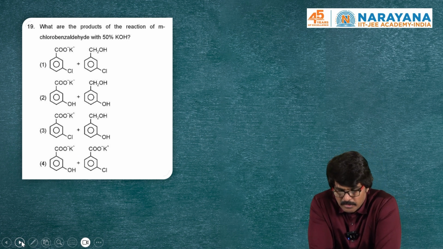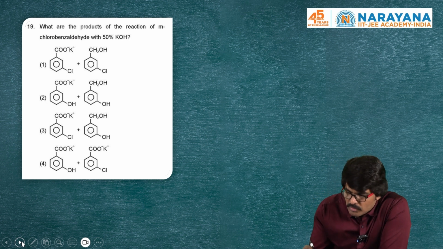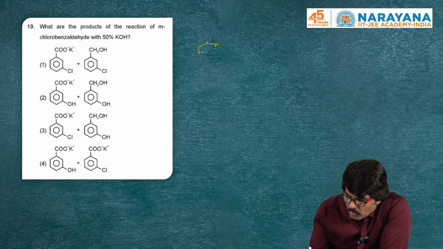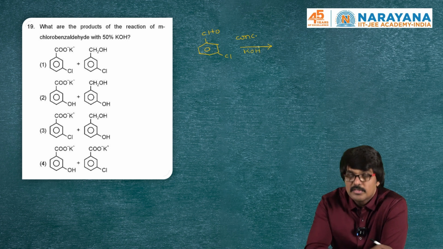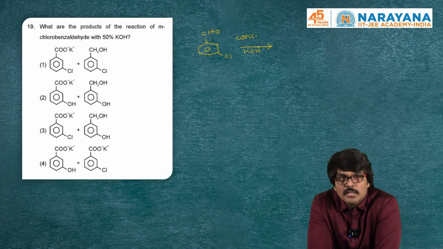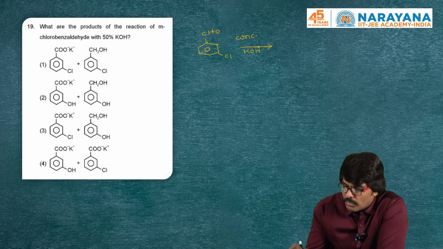Again, the question is from organic chemistry. What are the products of the reaction of metachlorobenzaldehyde? This is benzaldehyde, metachlorobenzaldehyde. This is treated with 50% KOH, that is concentrated KOH, and obviously this is an example of Cannizzaro reaction. In the Cannizzaro reaction, there is no alpha hydrogen and it undergoes Cannizzaro reaction. This is a disproportionation reaction. One unit will undergo oxidation, another unit will undergo reduction.